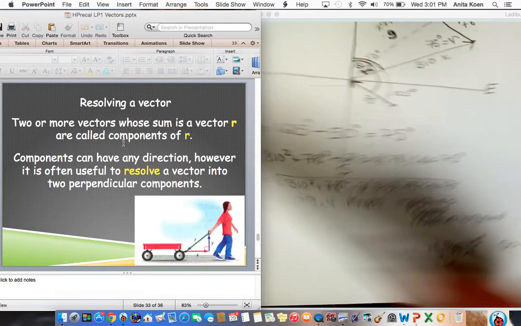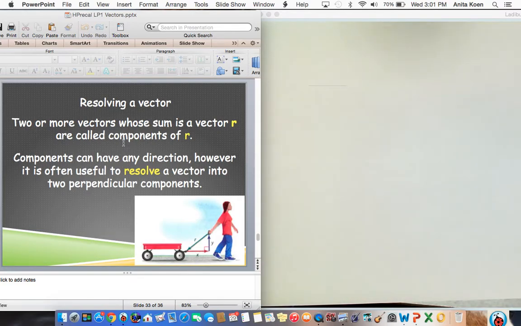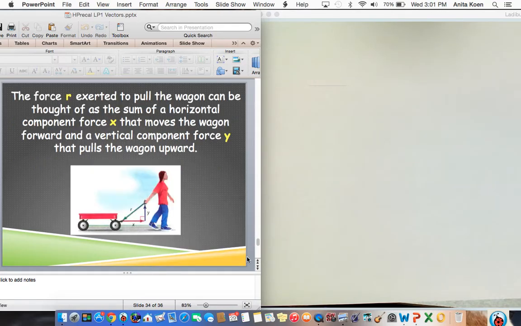All right. Resolving a vector. Two or more vectors whose sum is a vector R are called components of R. Components can have any direction. However, to resolve a vector, we always want to put the components perpendicular to each other. So we want two perpendicular components, one vertical, one horizontal. Okay, if you look at the picture here, you can see vector R is here, and the two components are vector X, which is horizontal, and vector Y, which is vertical.